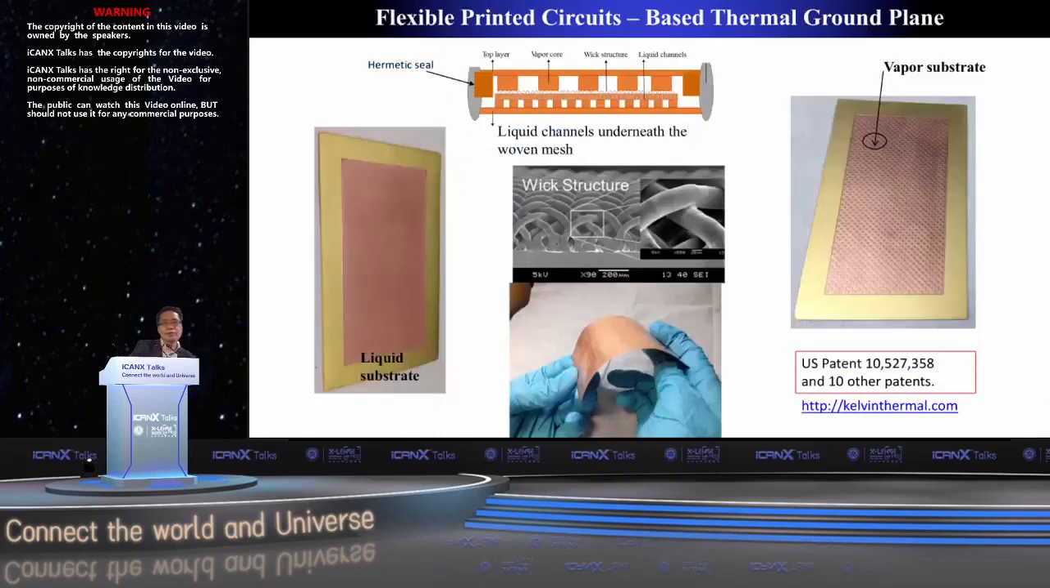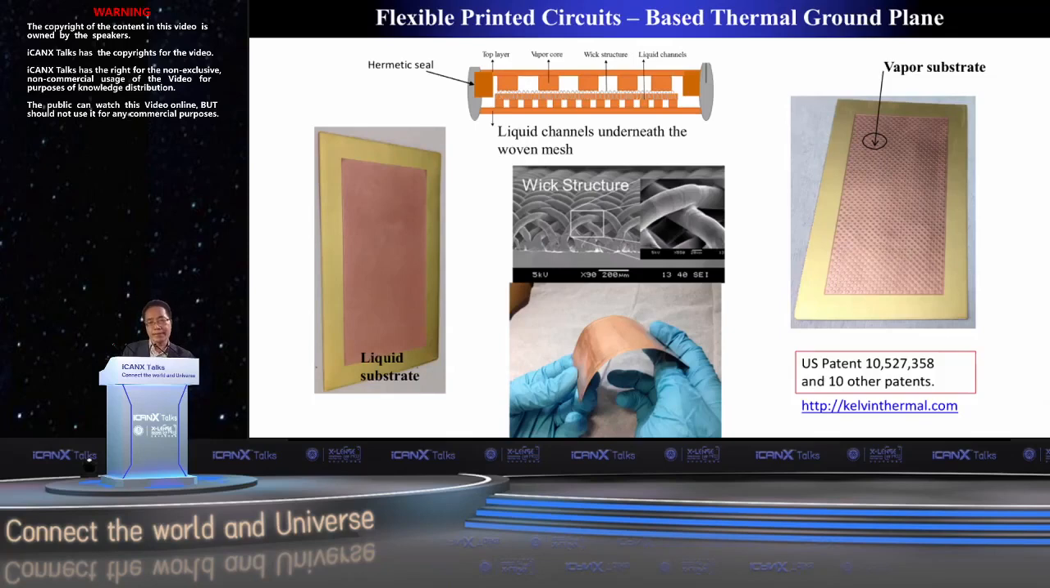Now, we make those thin devices with the same technology, or similar, at least for the core part. We make something called wicked structures, or structured surfaces, but we make those structured surfaces through a technology that is truly scalably manufacturable. You can make a large quantity. It's called flexible printed circuit technology. Right? You know, flexible printed circuits.